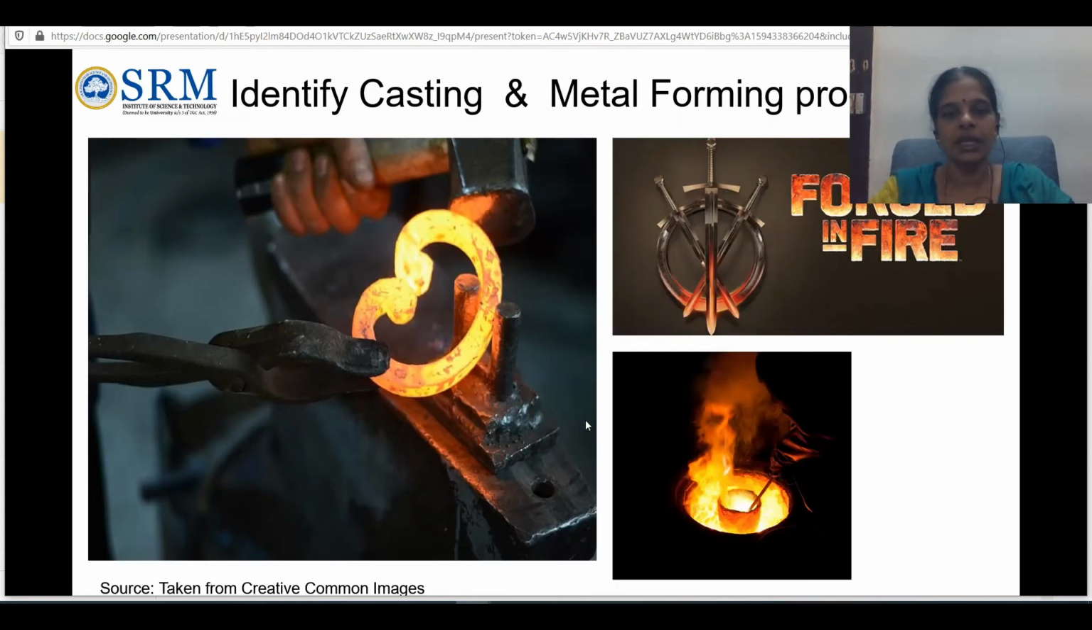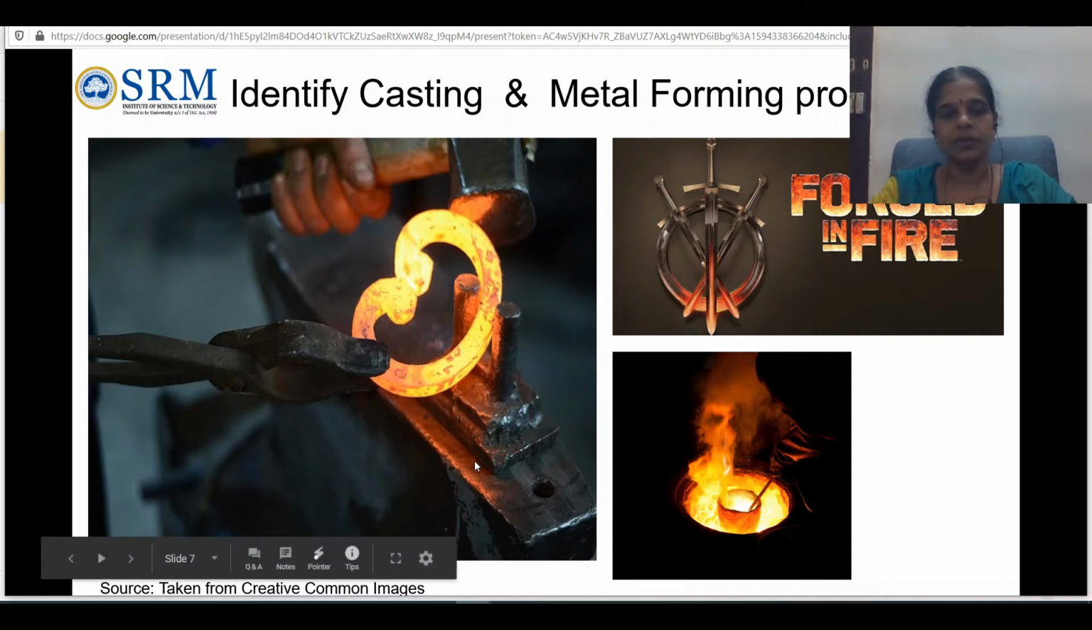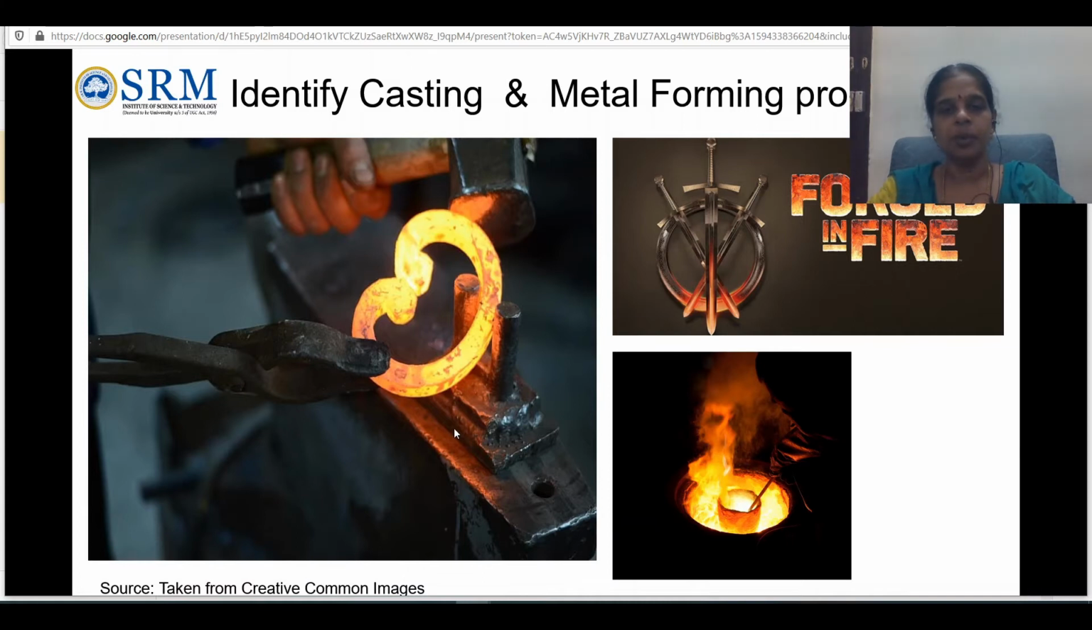Let us see. You must be aware of this image on the left hand side. It is one example of a metal forming process. They heat the metal to the red hot condition, and by beating it on the anvil, they change its shape. So we can say this is heating the metal above a certain temperature and working on it by applying mechanical force. This is what we call blacksmithy. Earlier, it was one of our traditions where people used to do ornaments or blacksmithy work.